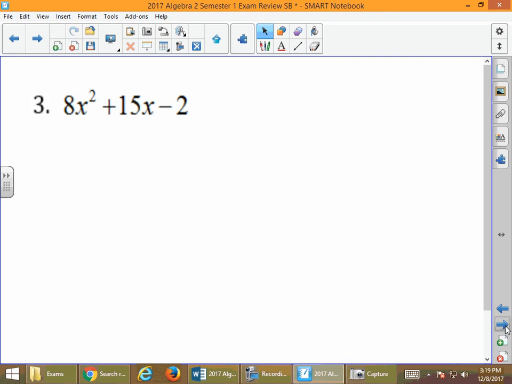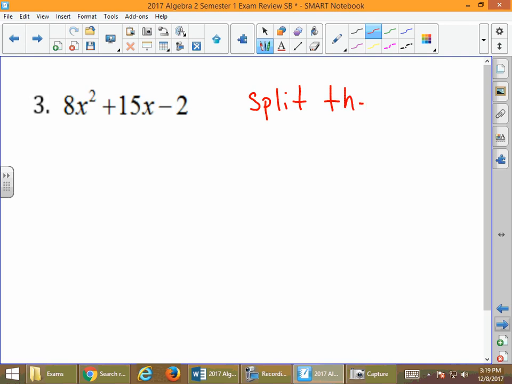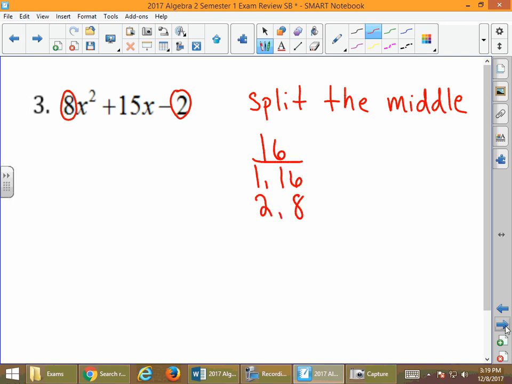And oftentimes, then, when we have 3 terms, our method is going to be to split the middle. So when we split the middle, the first thing that we're going to do is we're going to take this 8, we're going to multiply it by the 2. Don't worry about the sign yet. 8 times 2 is 16. And the factors of 16 are 1 times 16, 2 times 8, and 4 times 4.